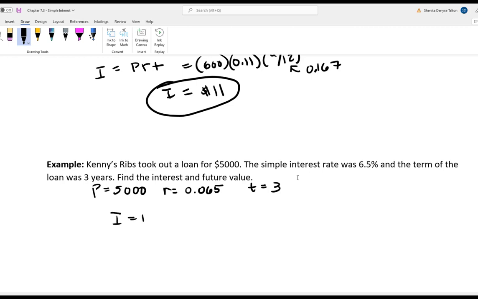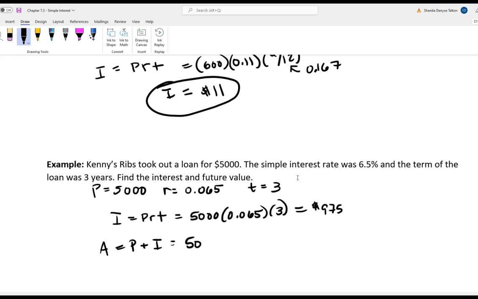So let's calculate the interest. Remember, it's P times R times T. This is 5,000 times 0.065 times 3. That gives me $975 for the interest. To figure out the future value, we're going to add that interest on to our principal amount of 5,000. So we get 5,000 plus 975. That gives me $5,975.